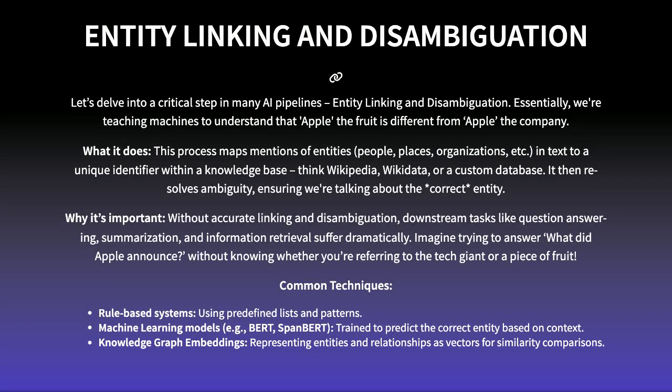Okay, so let's talk about entity linking and disambiguation. It's a surprisingly important step in making AI truly understand what we're talking about. Basically, we want our machines to know that Apple the fruit is different from Apple the company. It's like teaching them to differentiate between similar-sounding words or names. This process takes mentions of entities, things like people, places, or organizations, and connects them to a unique ID in a big database, like Wikipedia or something similar. And crucially, it resolves any confusion, making sure we're always referring to the right entity. Without this, AI struggles with tasks like answering questions or summarizing text effectively.